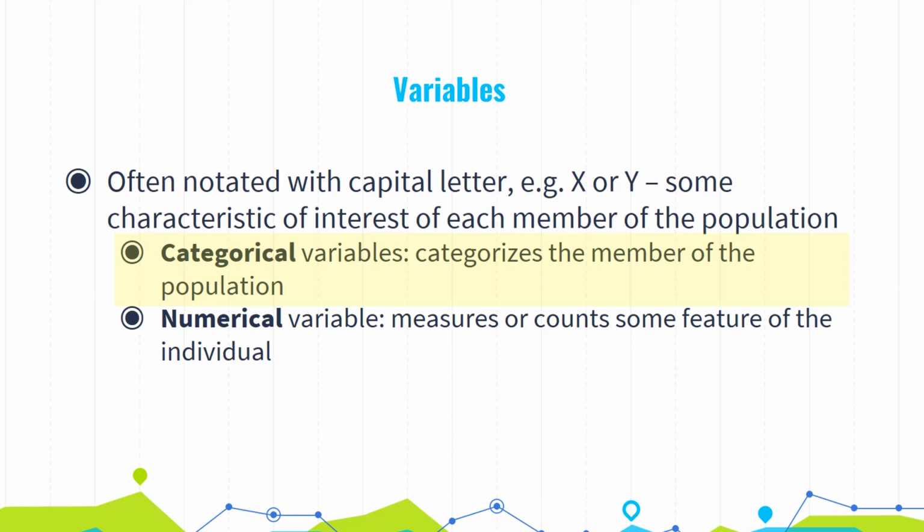Okay, numerical variables are measures or counts of some feature of the individual. So these are variables that take on numerical values, and they're meaningful numerical values. Either we're counting something, how many of something this individual has, or we're measuring how much of something this individual has.